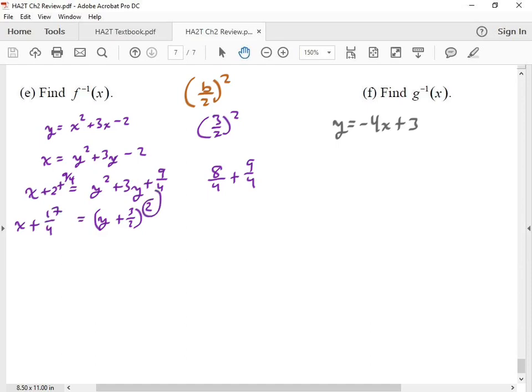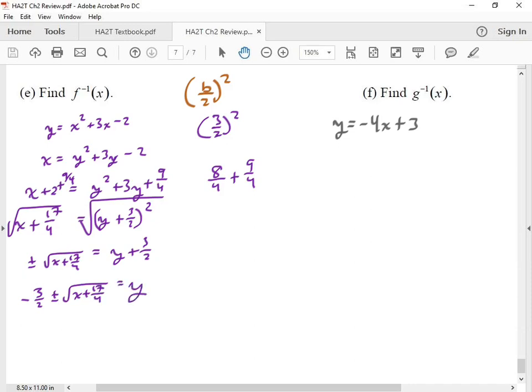And now I can get rid of this squared. I get rid of that square just by square rooting it, which I couldn't do up here. I couldn't just square root that. And then I get plus or minus the square root of x plus 17 over 4 equals y plus 3 over 2. And then I would subtract 3 over 2 from both sides. So I would have negative 3 over 2 plus or minus the square root of x plus 17 over 4. Now, the y is alone.